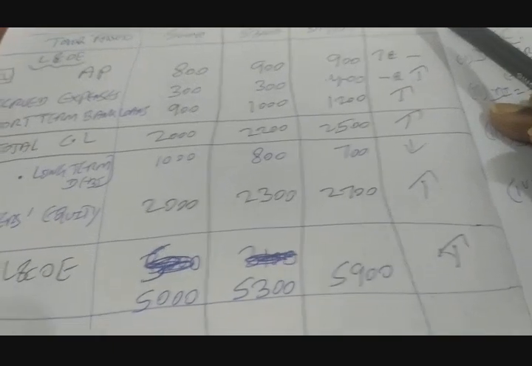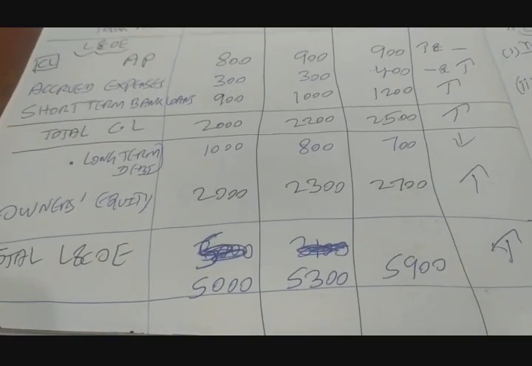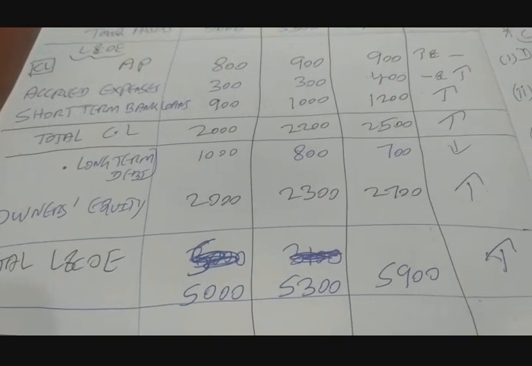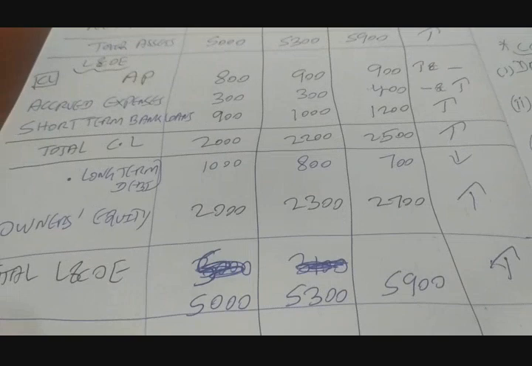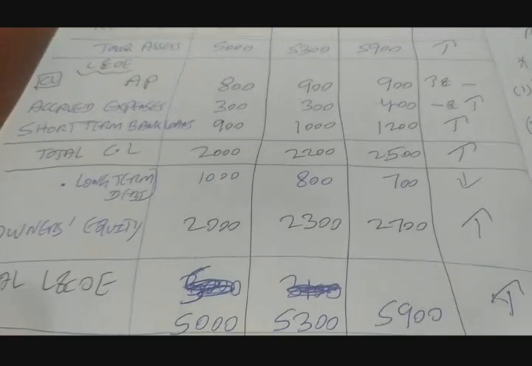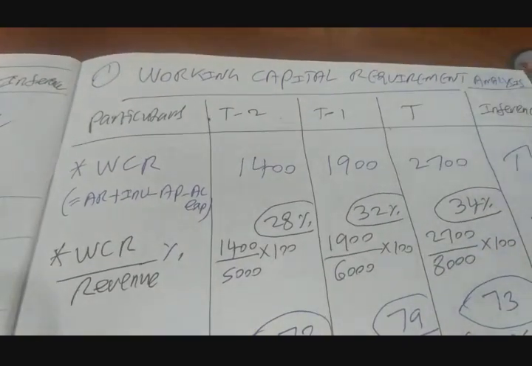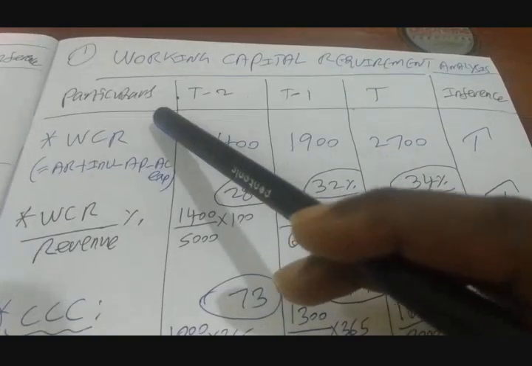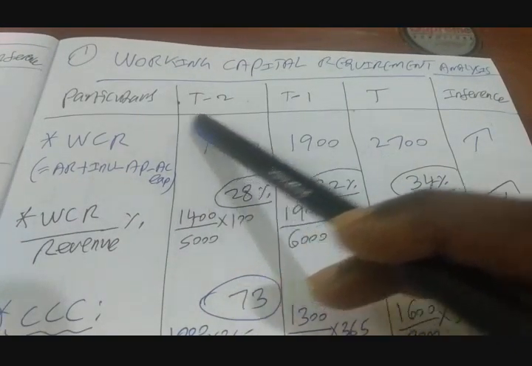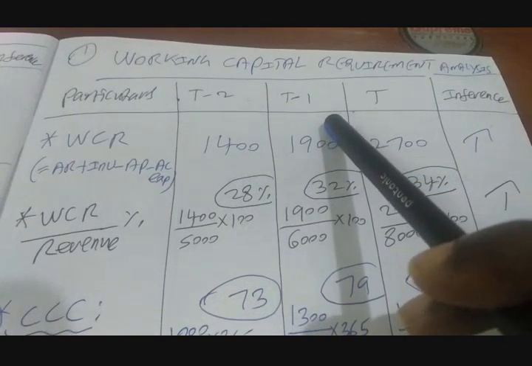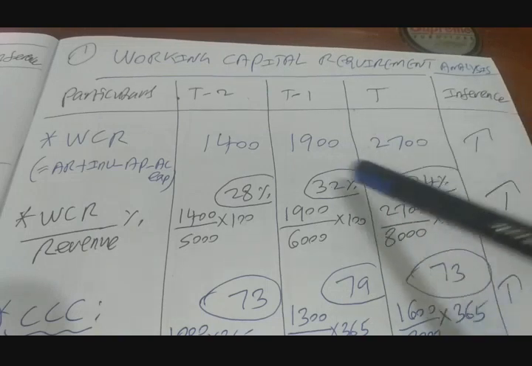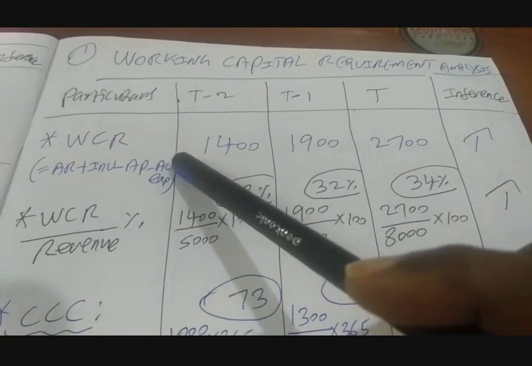So now what we are going to do is become top level managers, look at all these numbers, and make some sense out of them in terms of knowing how they are affecting our overall financial performance. The very first thing we are going to do is start with working capital requirement analysis. I have made a table like this, wherein the very first column is labeled particulars, the second one is T-2, third one is T-1, fourth one is year T, and the last one is inference. So we'll start with computing working capital requirement.